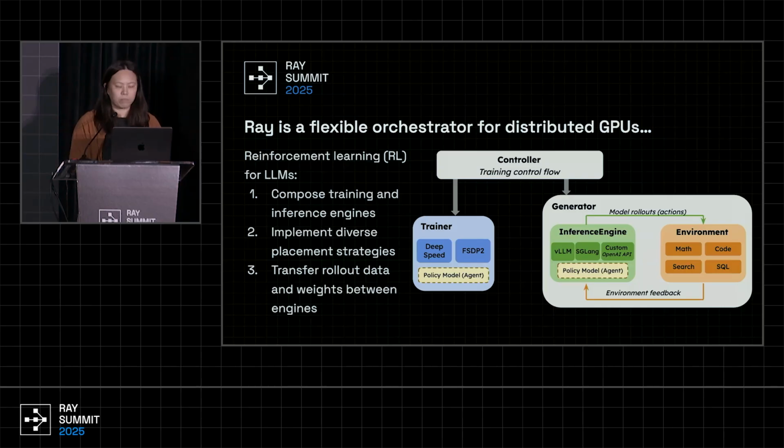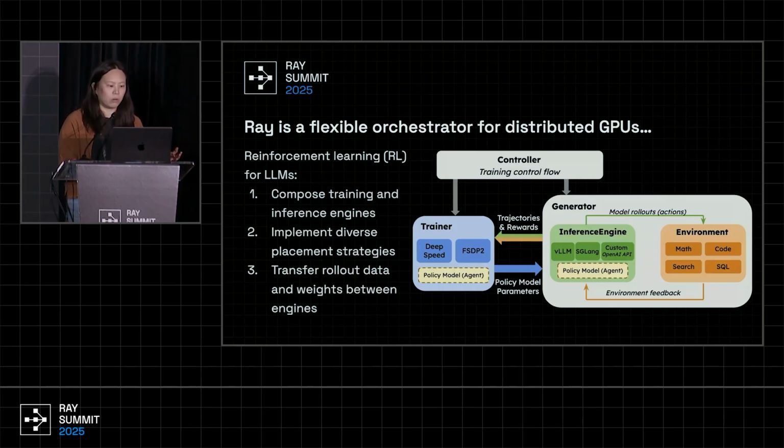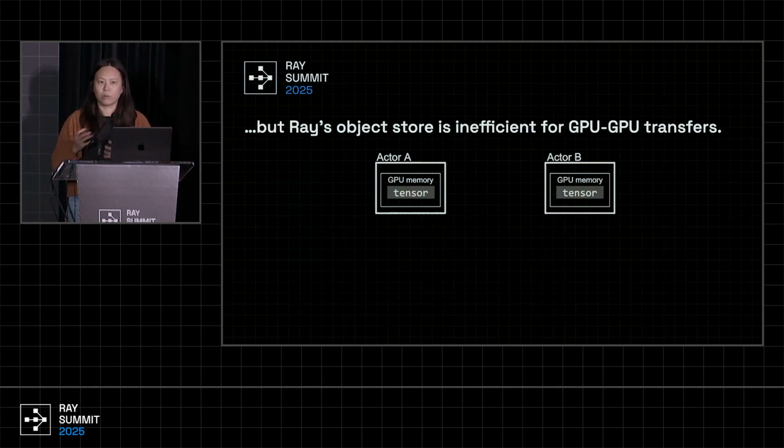And then finally, there's pretty significant data transfer happening here. So in between the training and inference engines, you have to both synchronize the weights for that model, and you also have to pass the rollout data from your inference engine to your training engine. Now, although Ray makes this kind of system very easy to build, in the past, we've also had some significant limitations for building this kind of workload where you're doing a lot of large data transfers between GPUs.